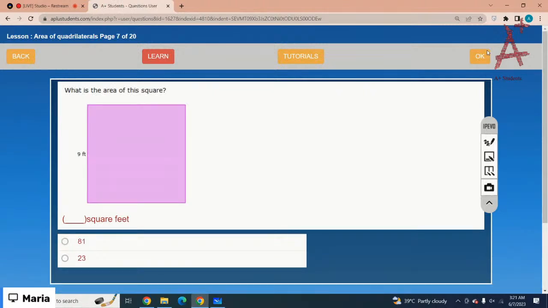Okay, the next one is, what is the area of the square? You have to do 9 times 9. 9 times 9 is 81. So the correct option is 81.